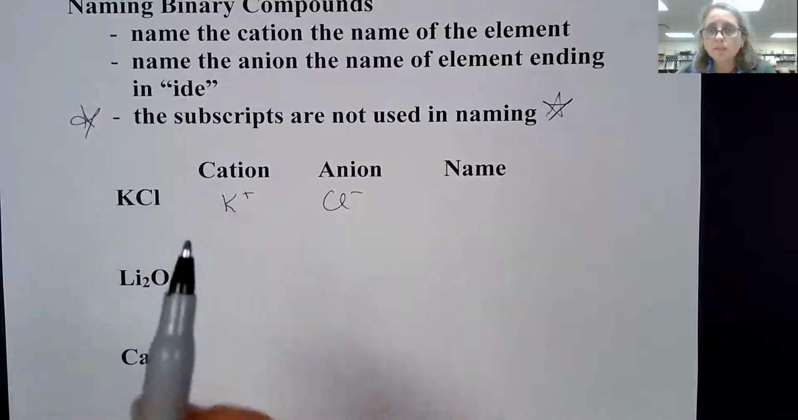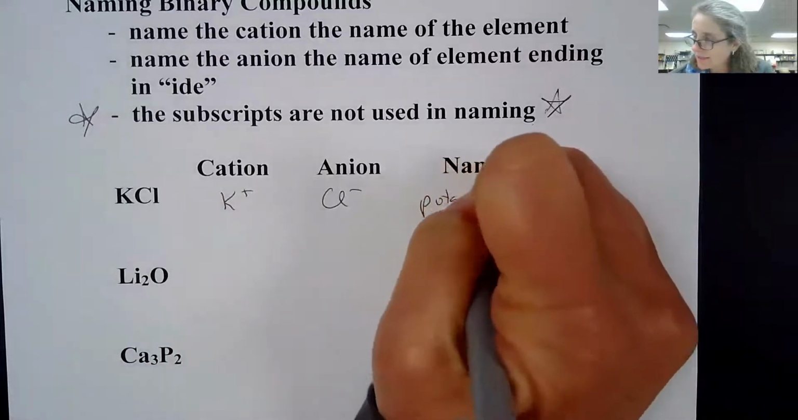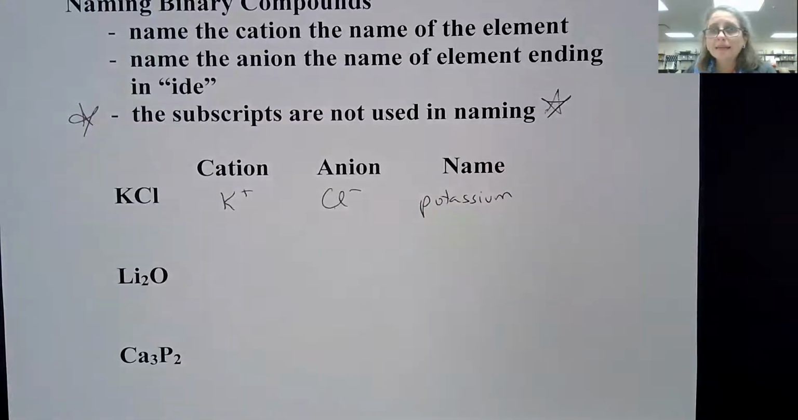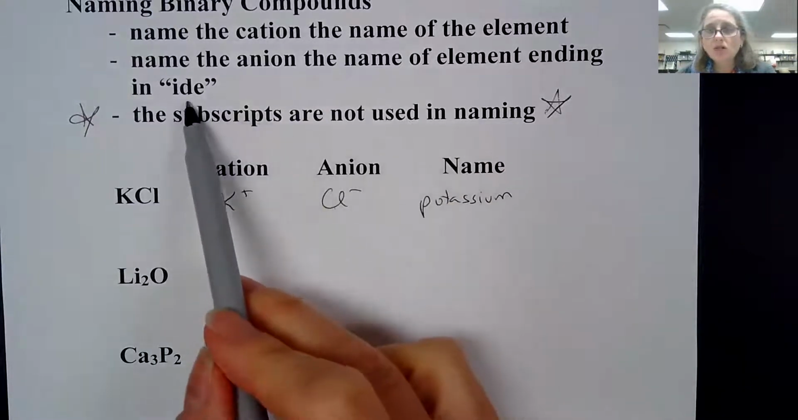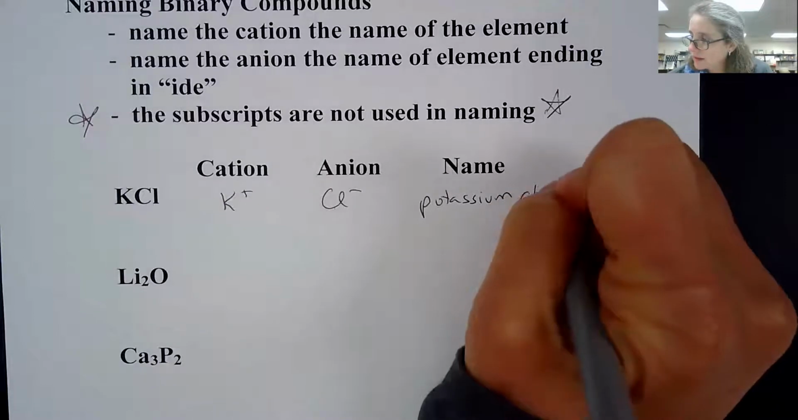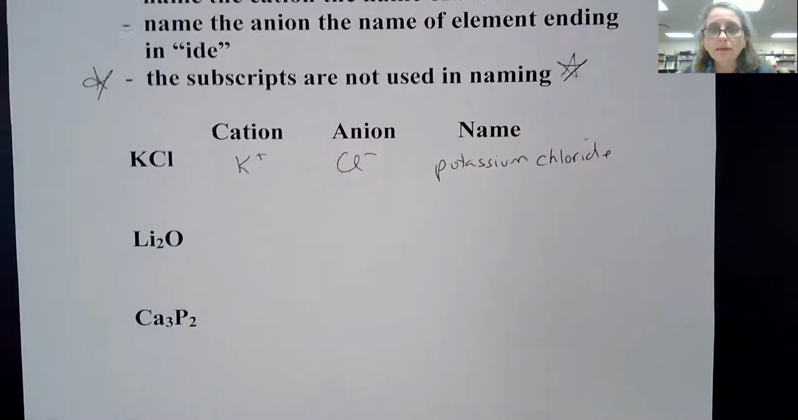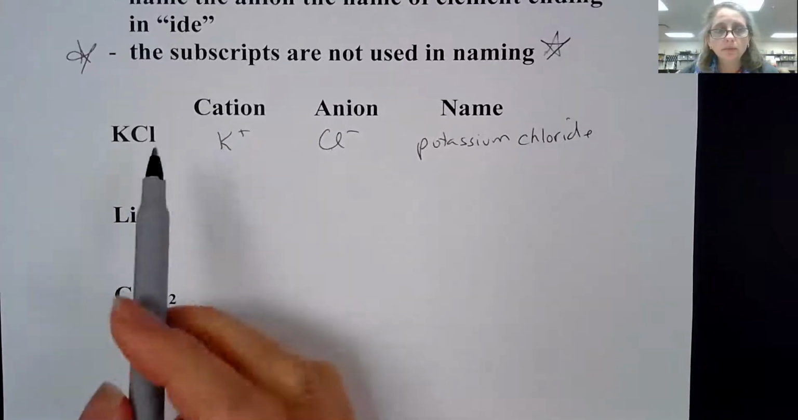So K is called potassium, so we call it potassium. And Cl is chlorine, but it ends in "ide," so I have to change it to chloride. And you probably know that from sodium chloride. We know that name, so that could be something you could pull from.